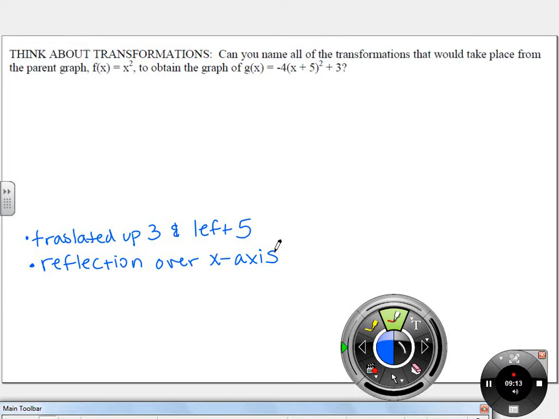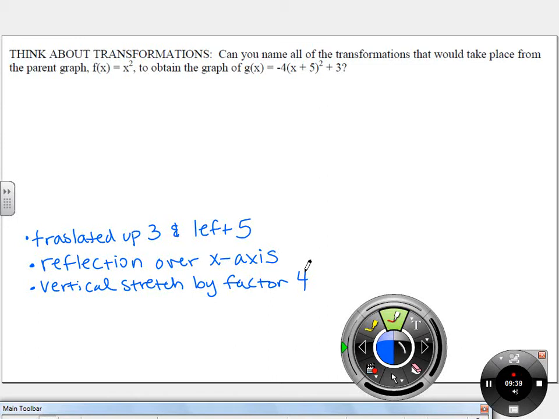All right, another change that we see. Cody? Vertical stretch by 4. Okay, good. So we see a vertical stretch by a factor of 4. And that means all those vertical heights we would see in the parent graph, those are going 4 times as high as they would have normally gone. Like we're grabbing the paper and stretching it 4 times as big.